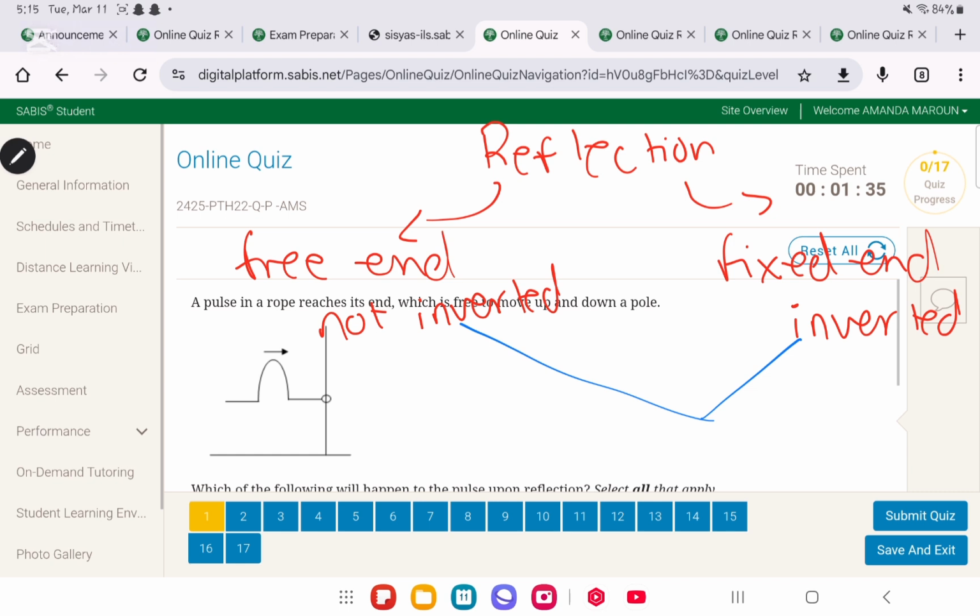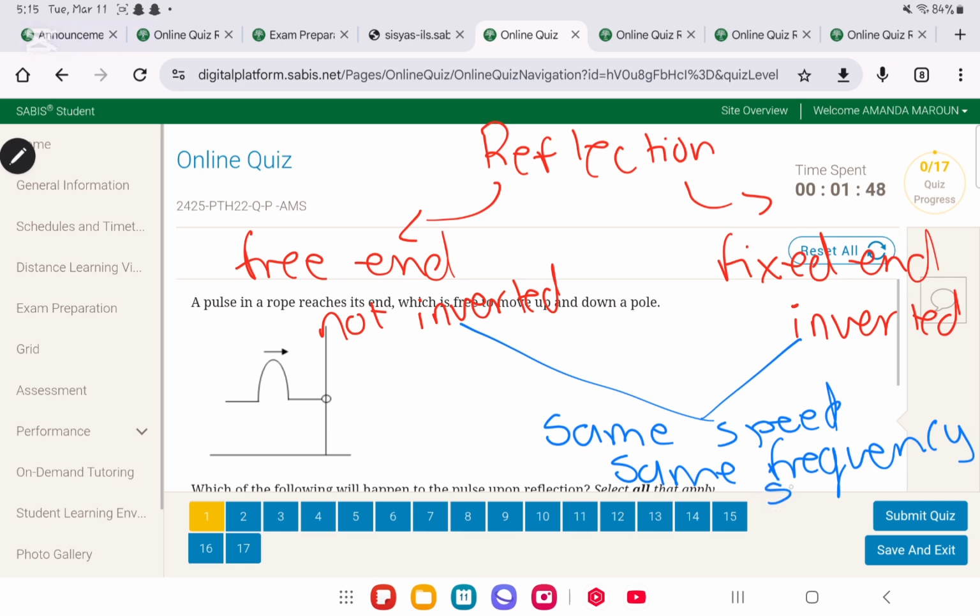Now, here is what they have in common. You will have the same speed, so the speed will stay the same. You will also have the same frequency, in addition to the same wavelength and the same amplitude. So just keep these in mind when dealing with reflection. You have the free end being not inverted, the fixed end being inverted, and they share in common that they will have the same speed, same frequency, same wavelength, and the same amplitude.